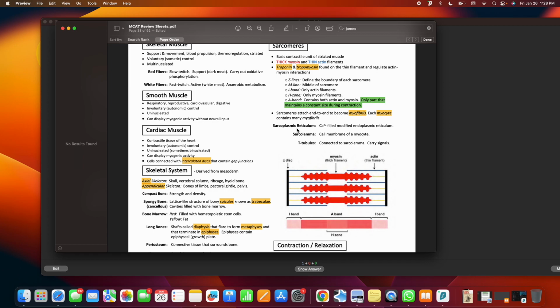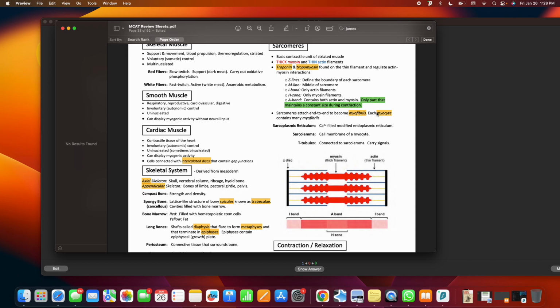Is this similar to endoplasmic reticulum? I hope so. I think so. So Ca2+ filled, modified endoplasmic reticulum. The difference between sarcoplasmic reticulum and endoplasmic reticulum is that calcium, Ca2+, is filled inside the sarcoplasmic reticulum. And sarcolemma is the cell membrane of a myocyte.